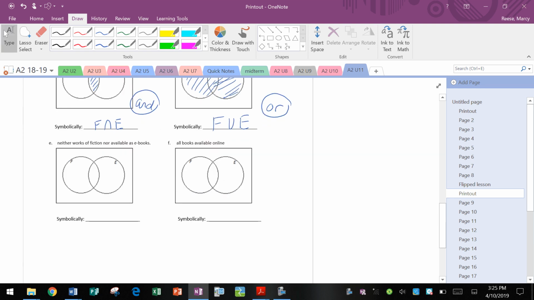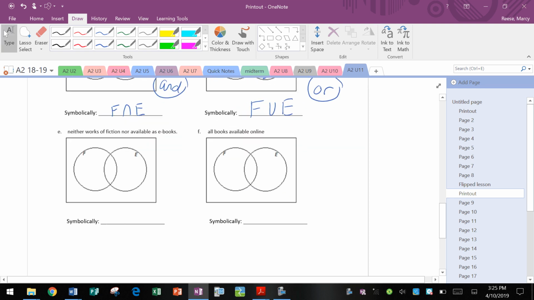Okay. Neither works of fiction nor available as ebooks. So I don't want fiction, and I don't want ebooks. So I don't highlight or shade the circles, I shade outside. And I did it this way. I said, okay, fiction union ebooks, and then I put a parenthesis around it, and I put a big C, because it means not the union of the fiction and the ebooks, okay?